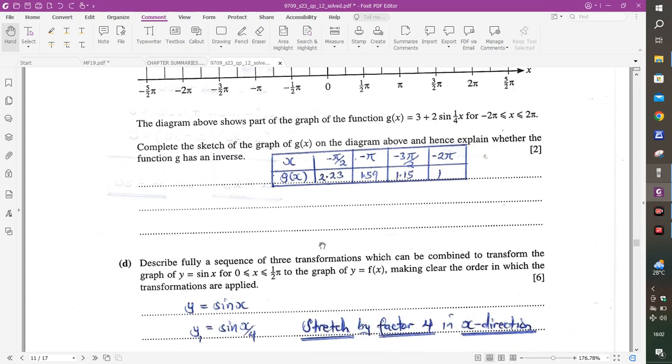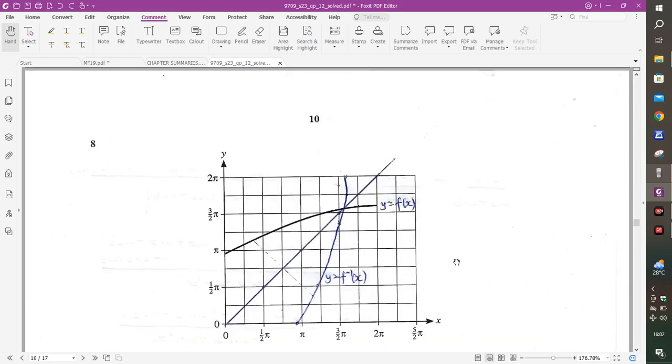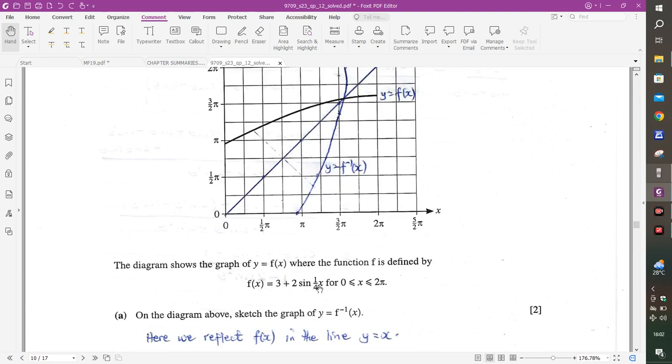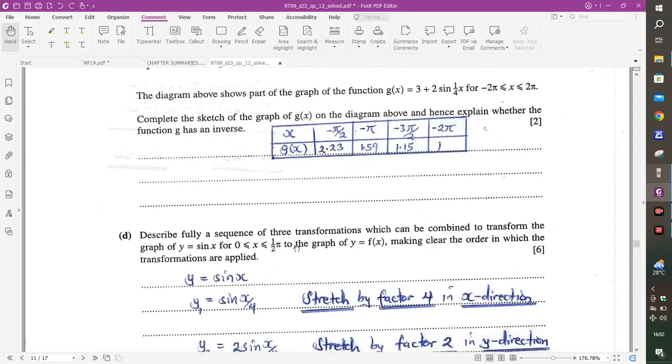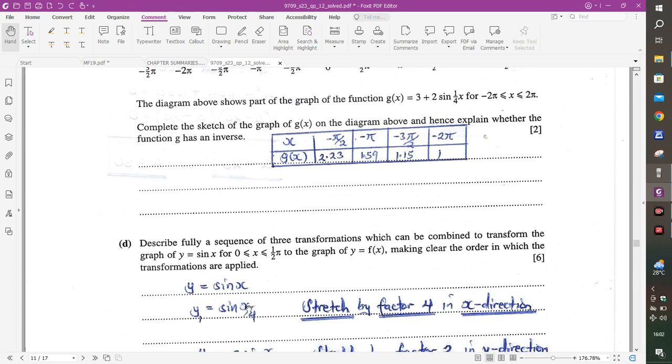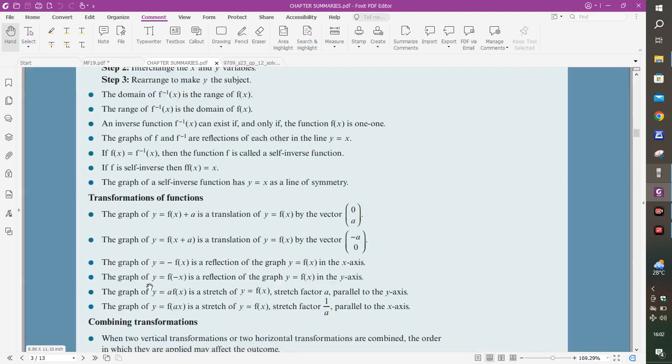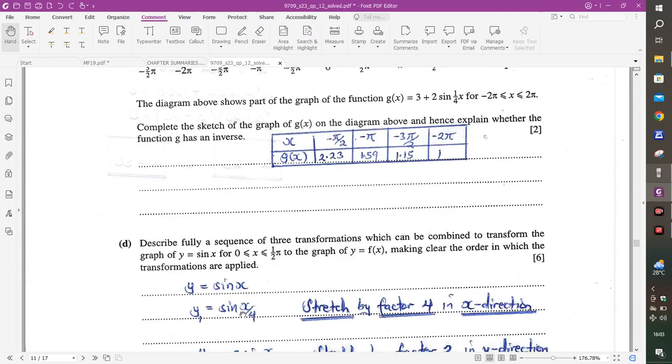So the graph of f of x was given as this. So what was done, we are beginning with our sine x. So you begin by dividing x by 4. So that means this is a stretch by factor 4. If you can check, I have what we call chapter summaries. So there is a summary here. If something is multiplying with the x here, that is a stretch of the graph y is equal to f of x by the factor 1 over a. So ax, and here we are having a quarter x. So if it is a quarter x, then the stretch factor is going to be 1 over a quarter, which will give you 4. So this is a stretch by factor 4 in the x direction, or you can say parallel to the x axis.